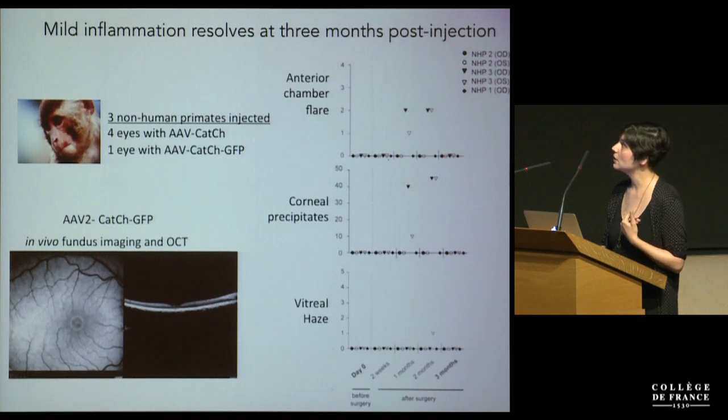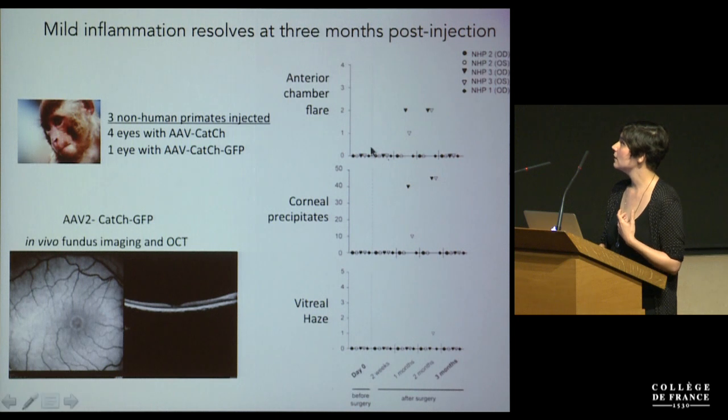In 3 non-human primates, 4 eyes were injected with AAV encoding CatCh, and others, just 1 eye with CatCh infusion with the fluorescent protein in order to follow the kinetics of expression. In all of these cases, we followed the eyes first for any signs of inflammation, because this is the critical point since we're introducing for the first time a foreign transgene into the body of a macaque.